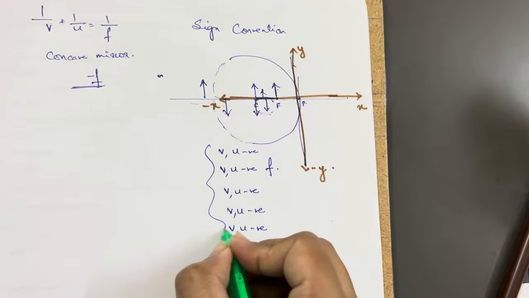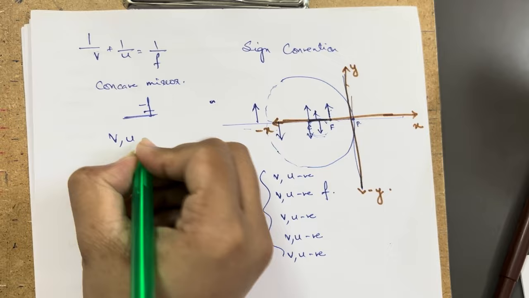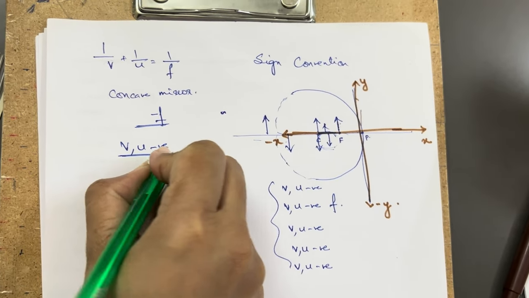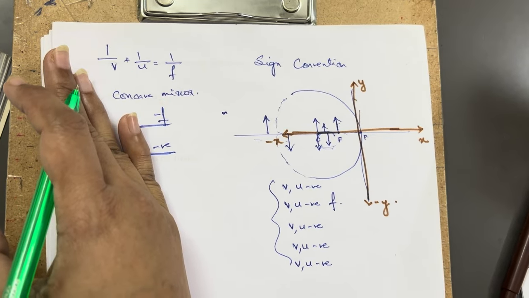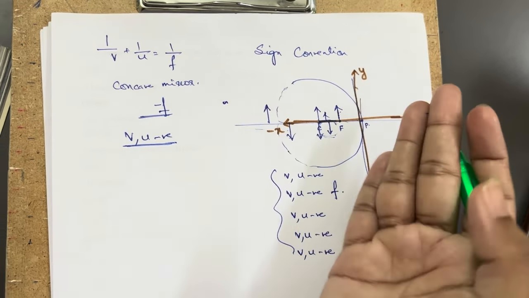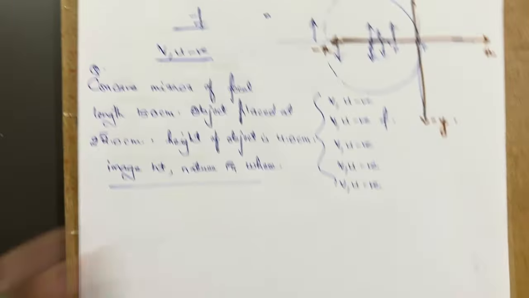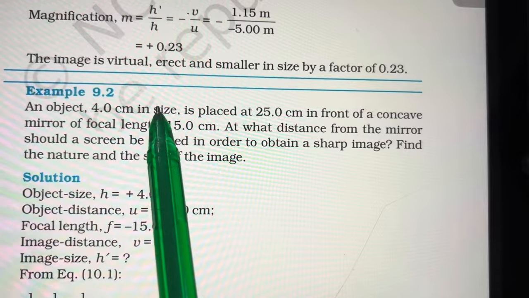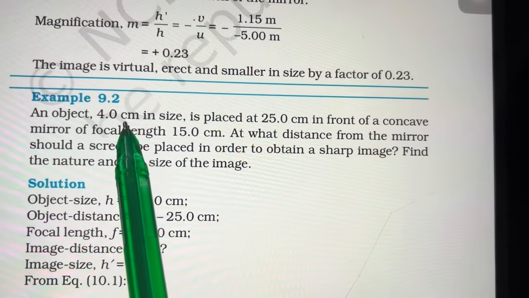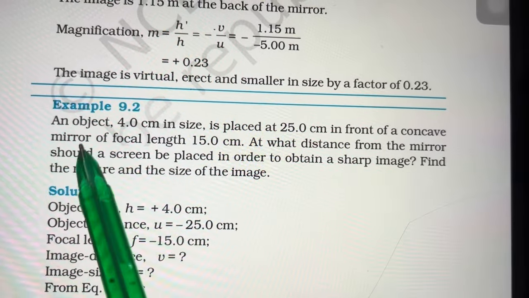So in all the conditions we have seen here, for a concave mirror, v and u are going to be negative no matter how you keep it, because the object is always kept on the left-hand side, which is the negative x-axis, and the images are also formed on the same side. Now going ahead, we have the question: an object 4 centimeters in size, that means this is the height of the object, is placed at 25 centimeters in front of a concave mirror.